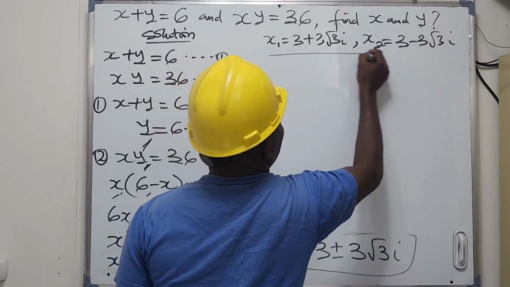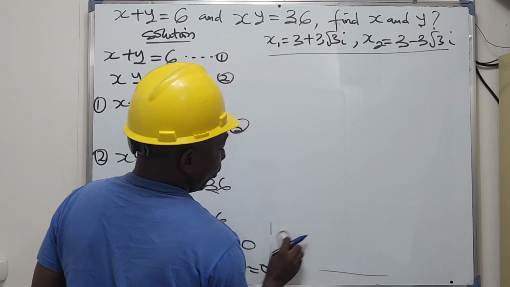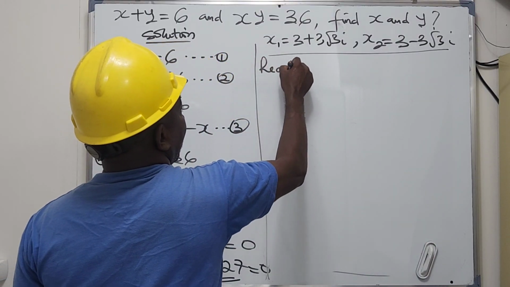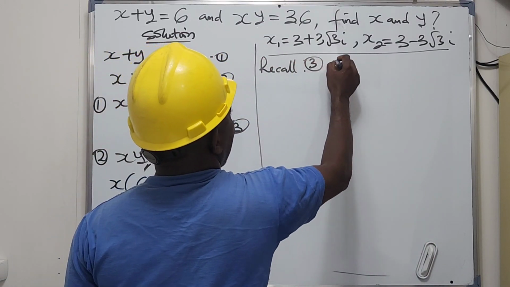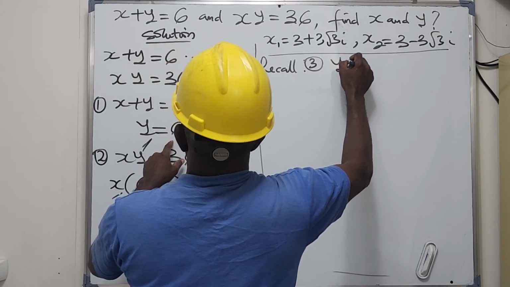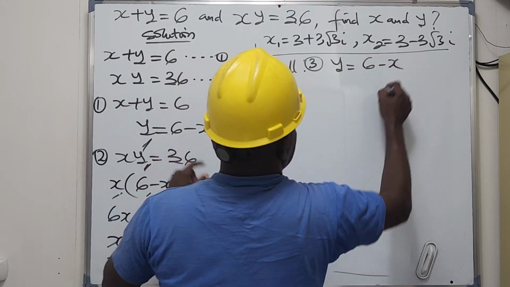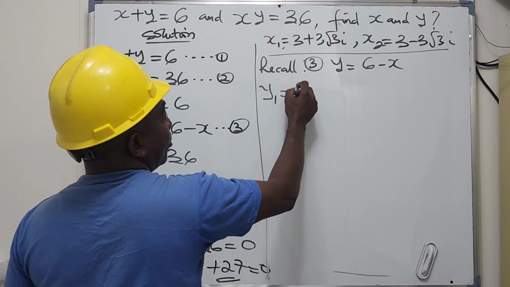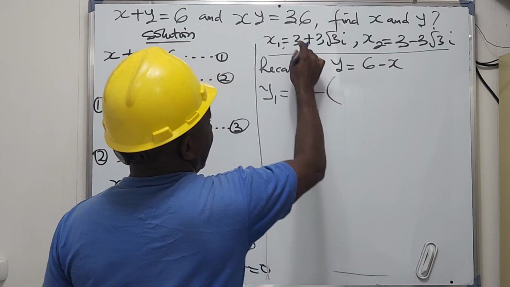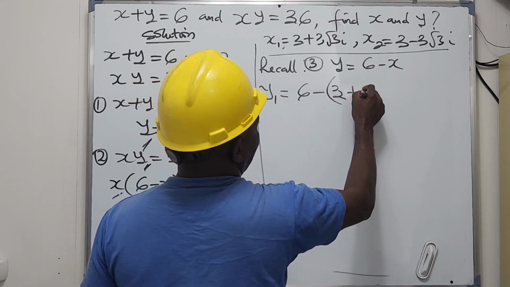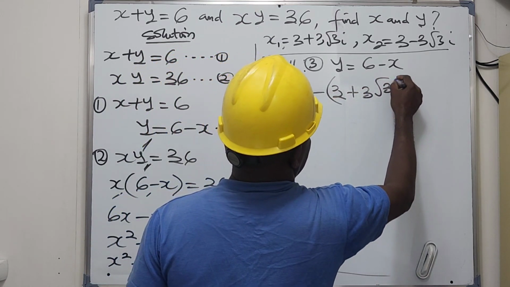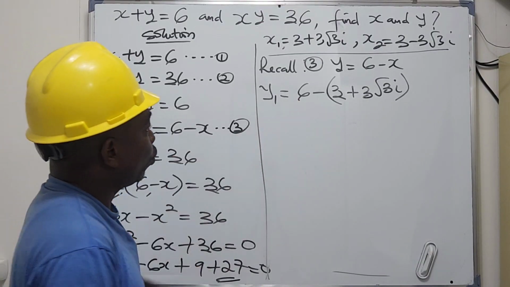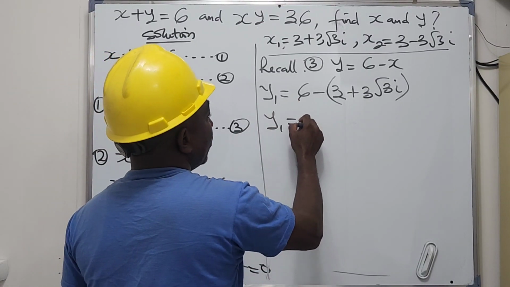So those are the two values of x that we have. Recall that from equation 3 we have y equals 6 minus x. So the first one, where we have y1, will become 6 minus, in the place of x we have 3 plus 3 root 3i. So that is what we have for y1.